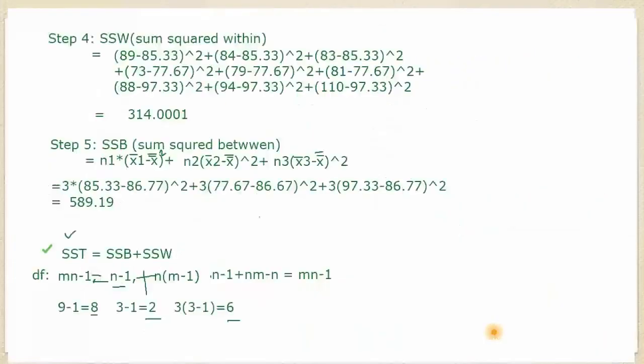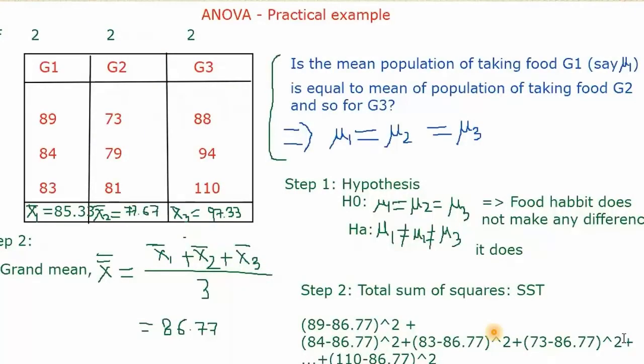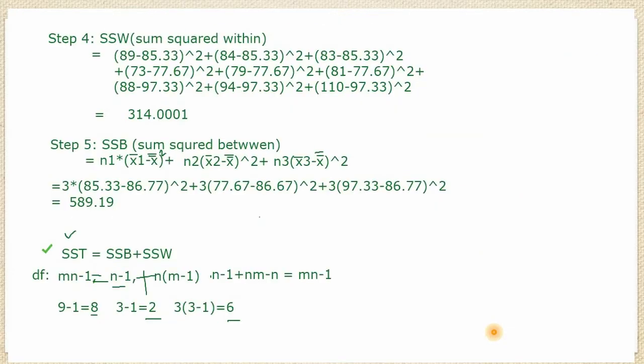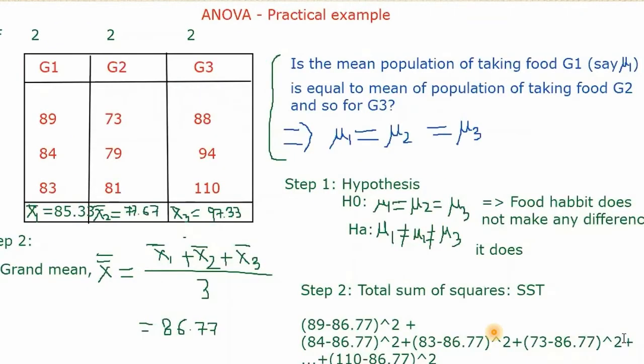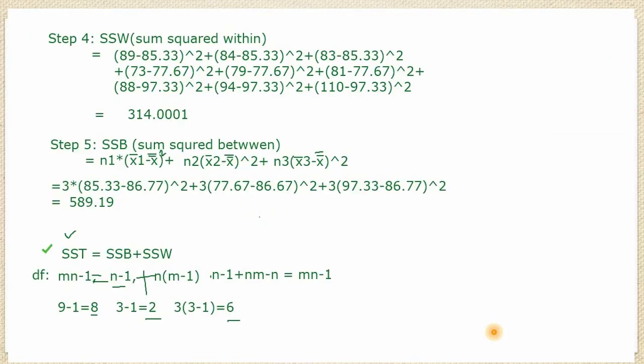Okay, then in step 4 I need to calculate the sum squared within, SSW. Now see, sum squared within will be like 89 minus 85.33, because 85.33 is the group mean for G1. Similarly 84 minus that, 83 minus that, and next I have to find it for group G2, which is 73 minus 77.67. For G3 it will start from 88 minus 97.33 up to 110 minus 97.33, whole square. So that will be 314 point this.